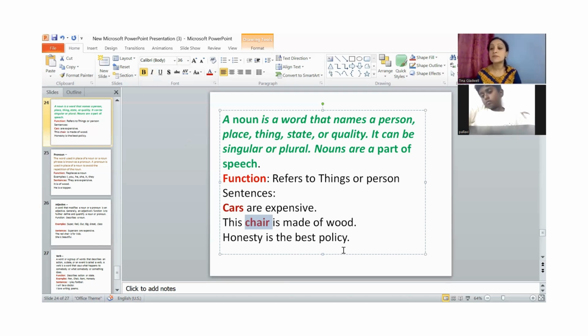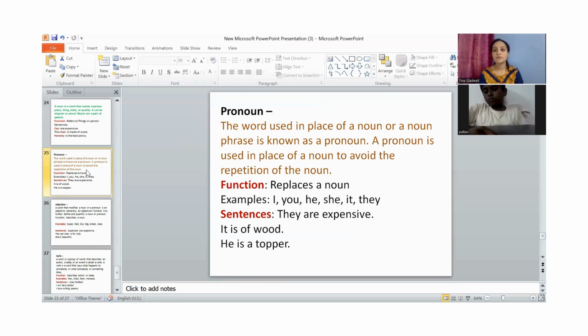Similarly, honesty is the best policy. In this sentence, honesty is the noun. What kind of noun? It's an abstract noun. So cars, chair, and honesty are all nouns in these 3 different sentences. Now we will move on to the next part of speech.